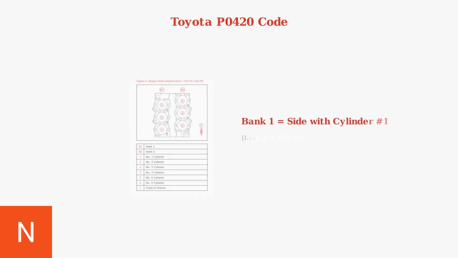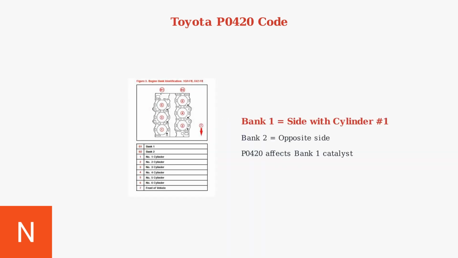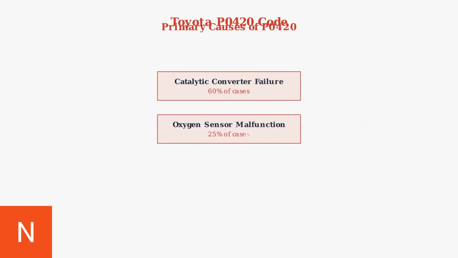Bank 1 refers to the side of the engine that contains cylinder number 1. This diagram shows how Toyota engines are organized into banks for diagnostic purposes. There are 3 primary causes of P0420 codes.